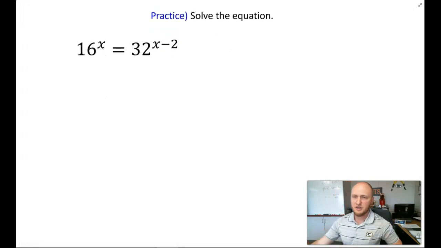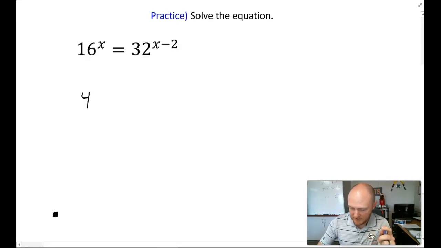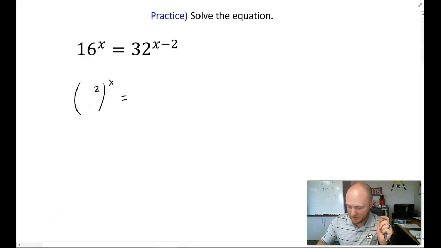Go ahead, pause the video, try this one, and I'll go over the solutions here in a second. Okay, the base that you're hunting for here is going to be base 4. This is 4 squared to the power of x. And on the right side, that is not base 4. What am I doing? Lying to you. This is base 2. Has to be base 2. So we have 2 to the 4th. And then 32 is 2 to the 5th power.